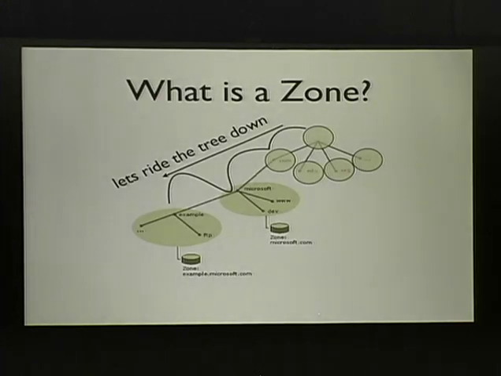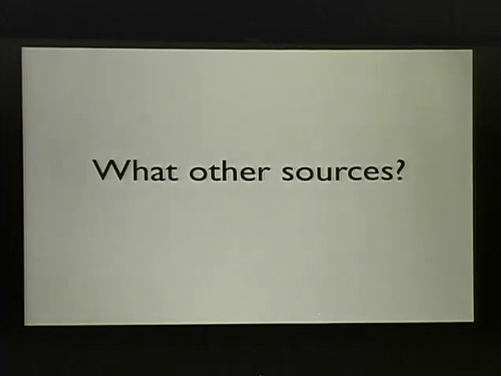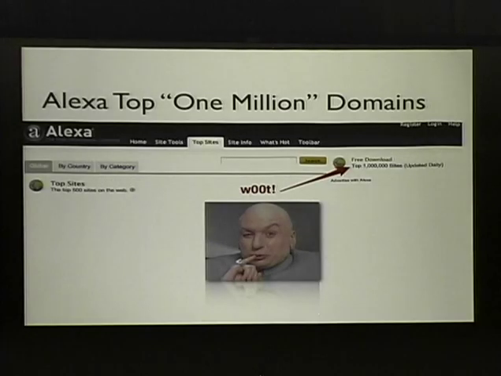Anyways, going on. So you follow the tree down, right? So you say, hey, zone transfer this. I get all of the name servers for all of the things in that TLD, I do the TLDs, I go further back, and I keep going. So what other resources can I get if I can't zone transfer it, right? Alexa has this really cool CSV file. It's the top 1 million domains.